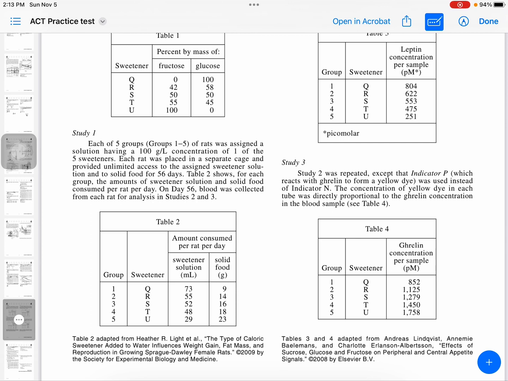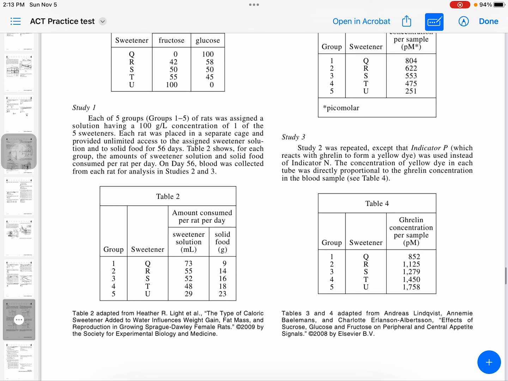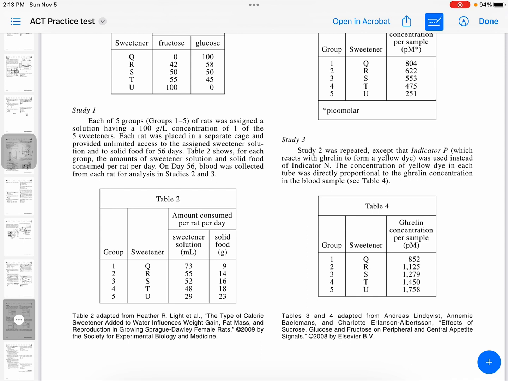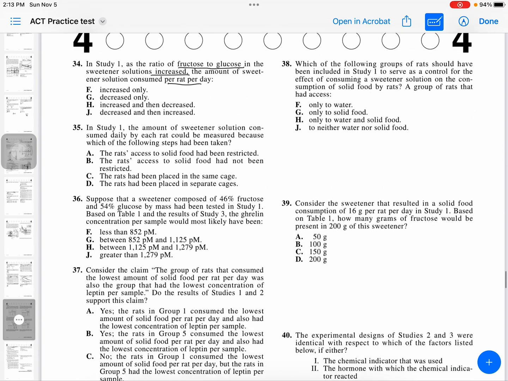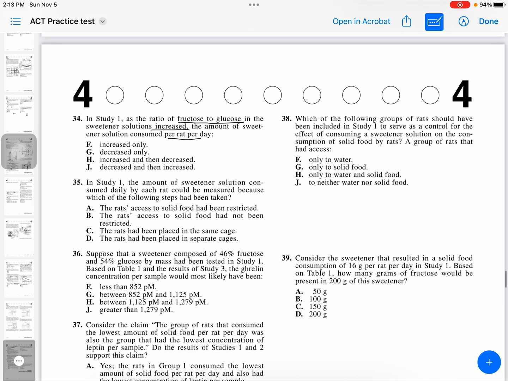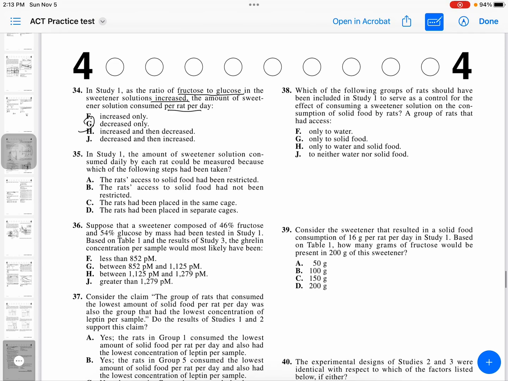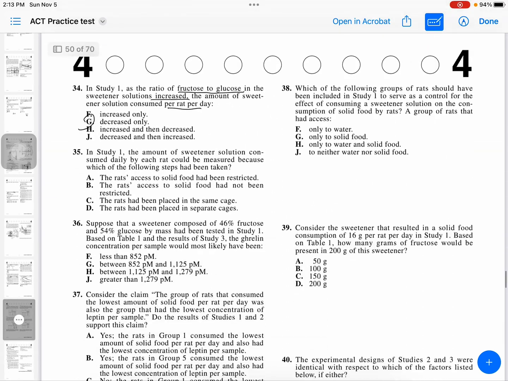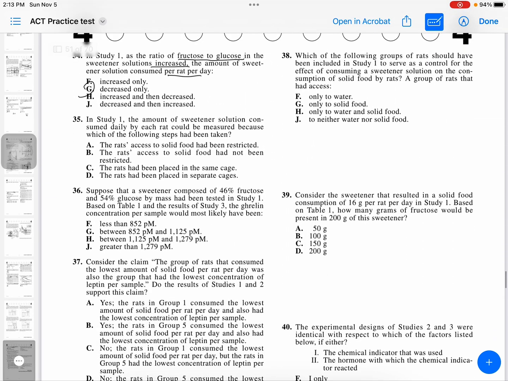So as sweetener decreased, solid food consumption increased. I was wrong. Decreased only. I guess they feel fuller when there's more sugar in their food, so they would reduce the amount consumed.